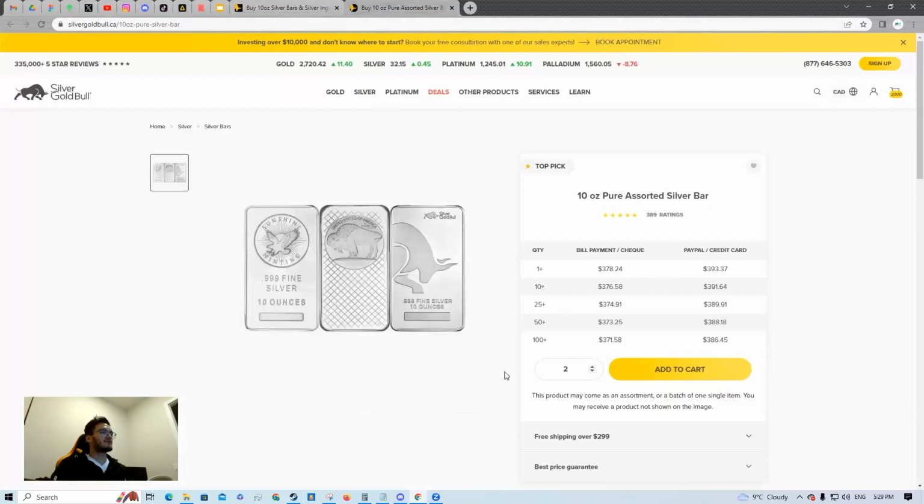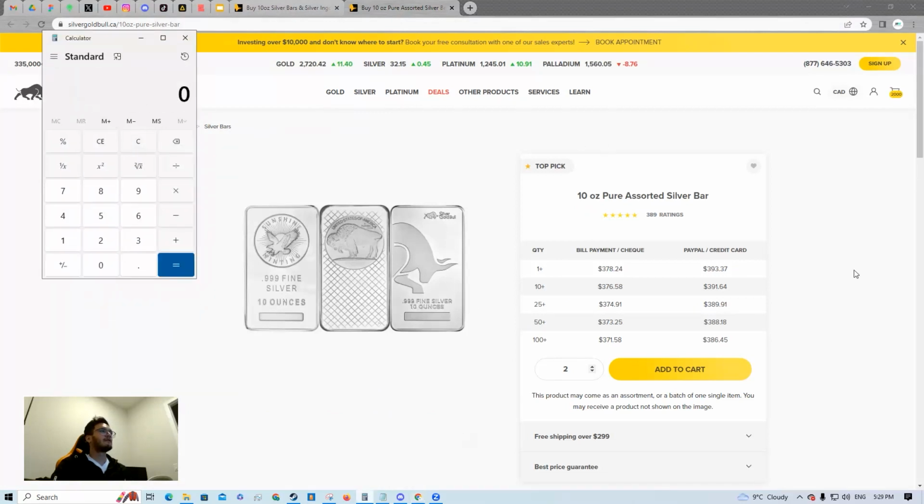And let's pull up a 10-ounce assorted silver bar. So right now they're selling the silver bar at $378.24. What we're going to do, we're going to divide this by 10 because it's 10 ounces, which gives us the price per ounce. When you're doing your math, it's very easy when you just convert the price to the price per 1 ounce, because all of the spot prices are in 1 ounce. So now that we've done this, we're going to subtract spot price, which is $32.15.